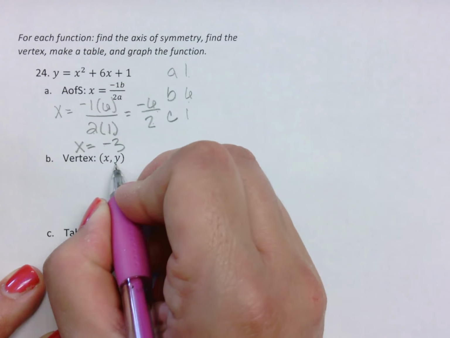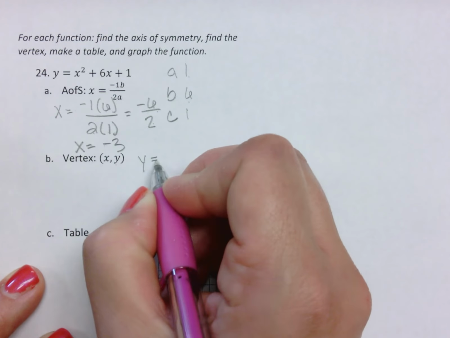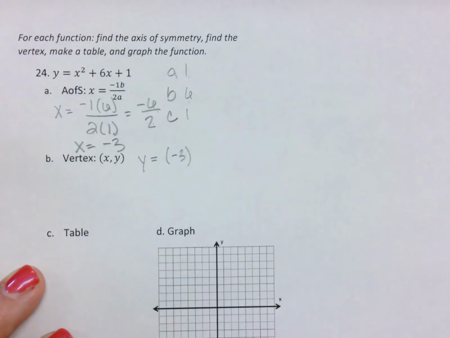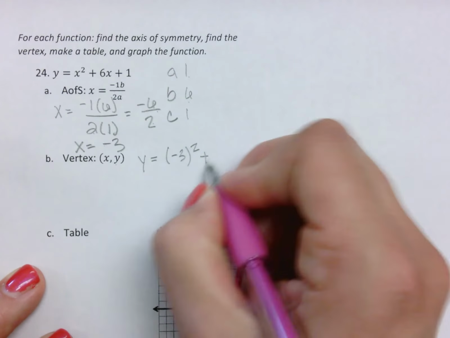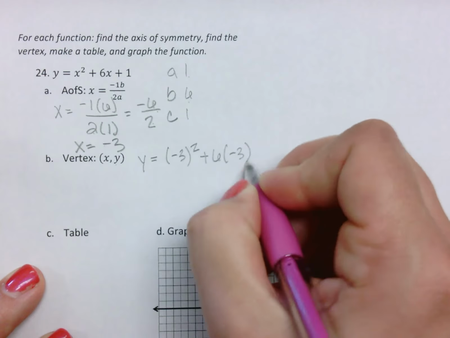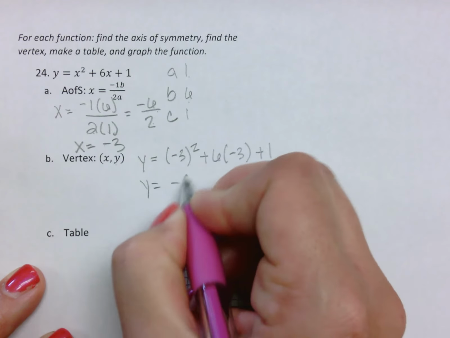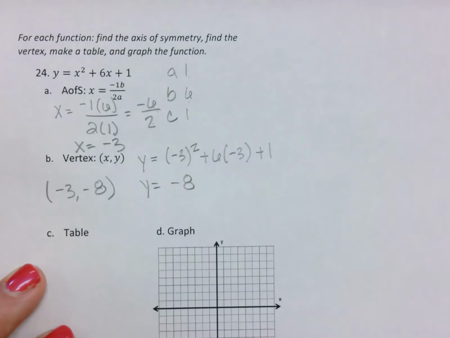To find the y so that we can write down our vertex, we're going to go back to the original problem. We're going to take the x's out and replace them with a negative 3. So we take the x out and put in a pair of parentheses and a negative 3. And our first x gets squared. Plus 6 times parentheses, and we're going to put that negative 3 in there, plus 1. And when you add all of those things together, y will equal negative 8. So that means our vertex is negative 3, negative 8.